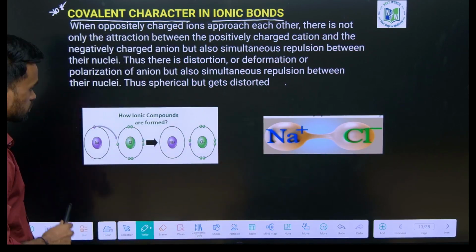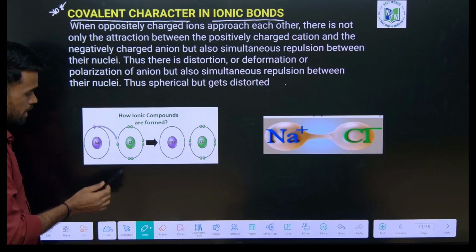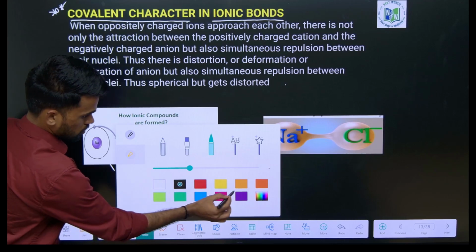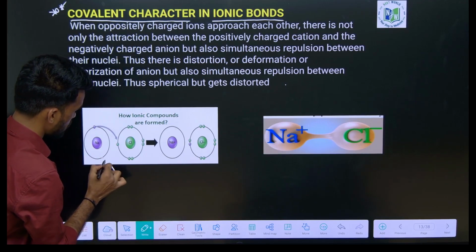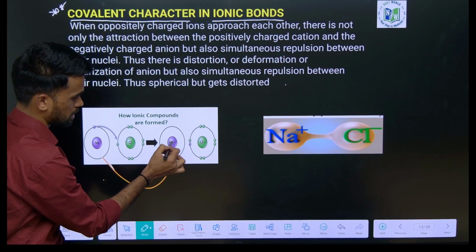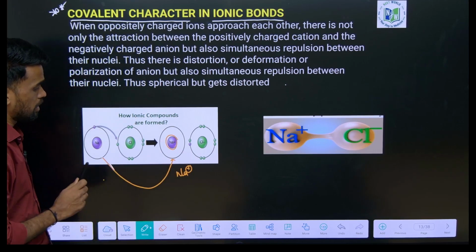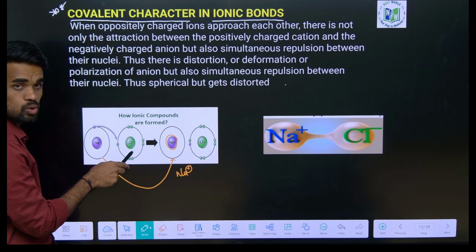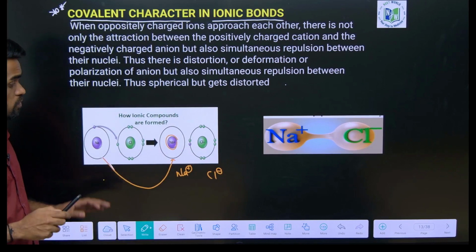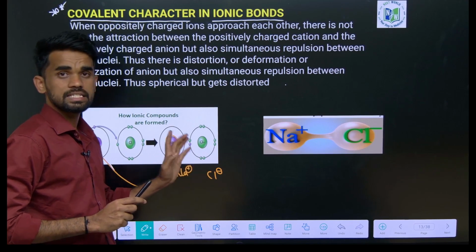See here, we have a sodium atom. It is losing one electron and becoming what? This sodium atom loses one electron and becomes a sodium cation, Na plus, which we have highlighted here. Now that electron is accepted by chlorine and it becomes Cl minus, right? So now what are the ions we have? One is a cation, Na plus, and the other is an anion, Cl minus.